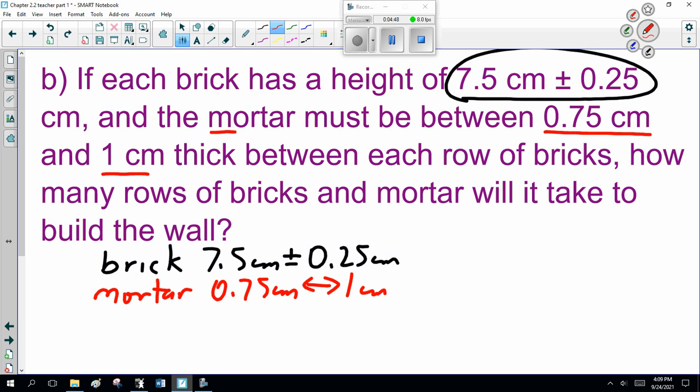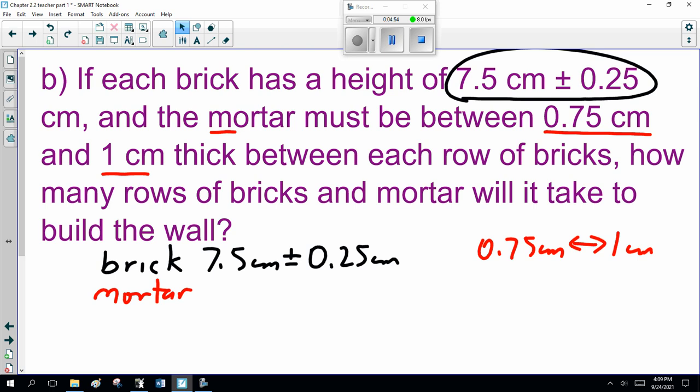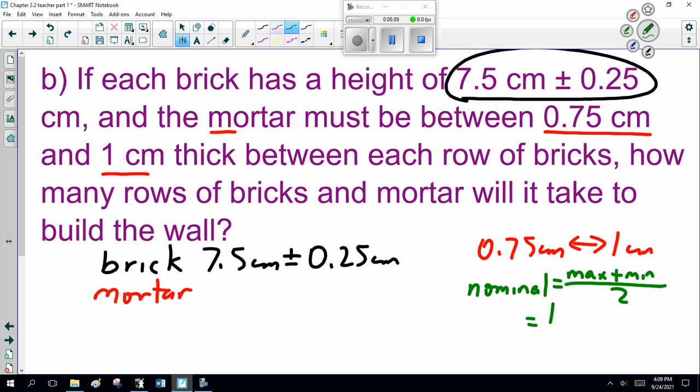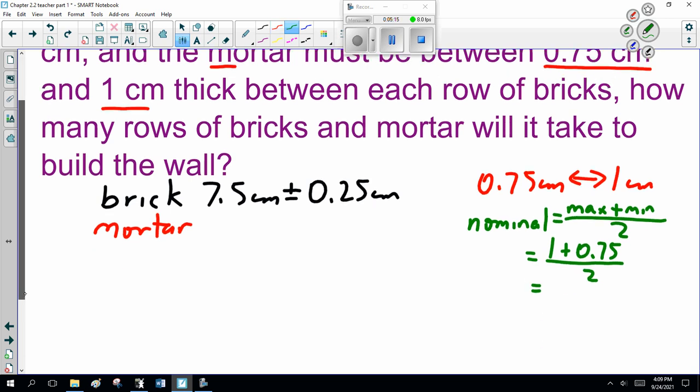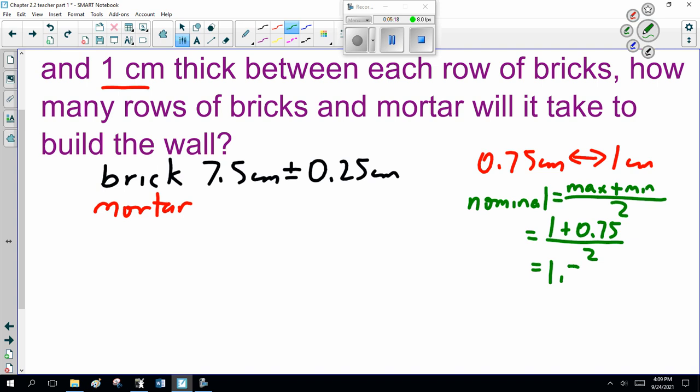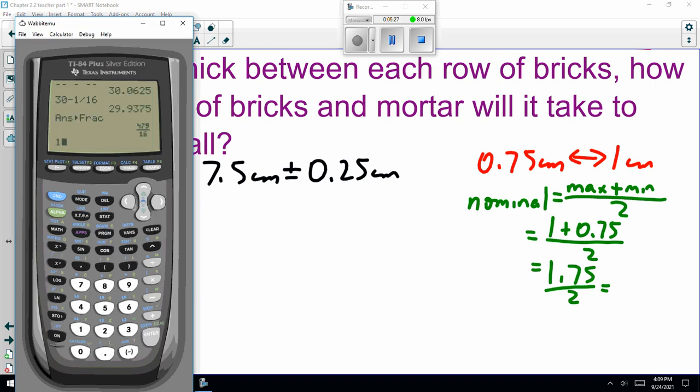Now, notice I got two different ways to write that out. So I'm going to rewrite this in a different way. What's the nominal value here? That is, what's our target? Well, target equals max plus min over 2. 1 plus 0.75. What is half of 1.75? I hate this getting old. I used to be able to do this. 0.875.